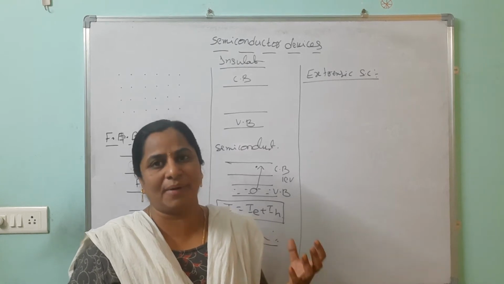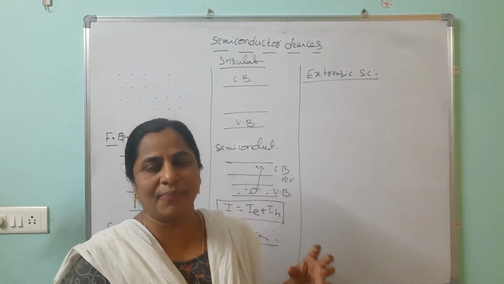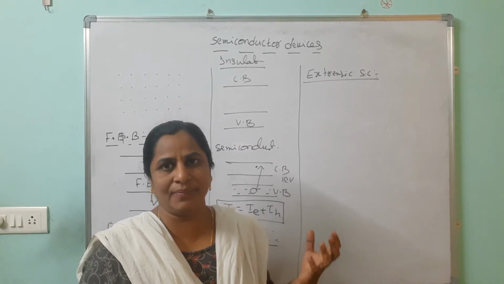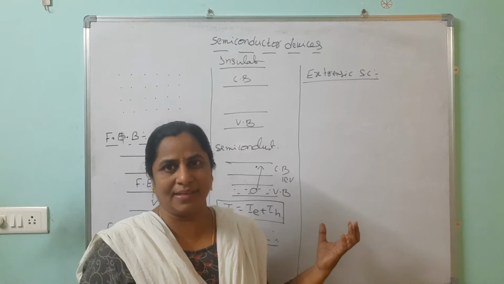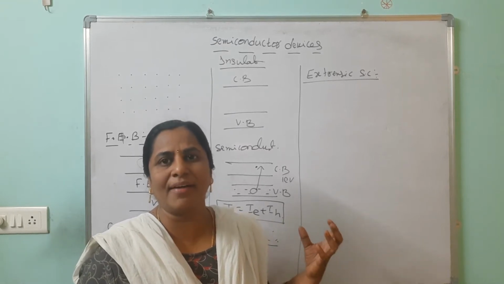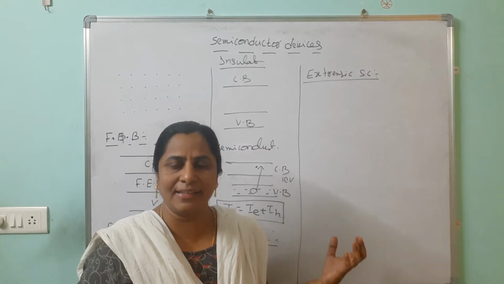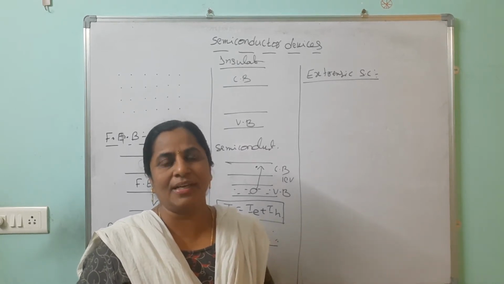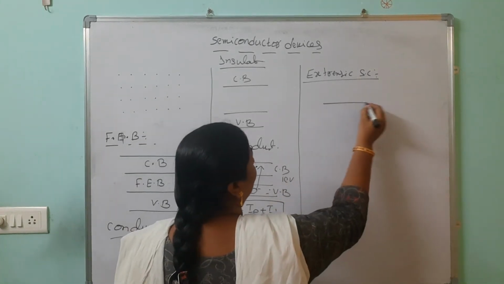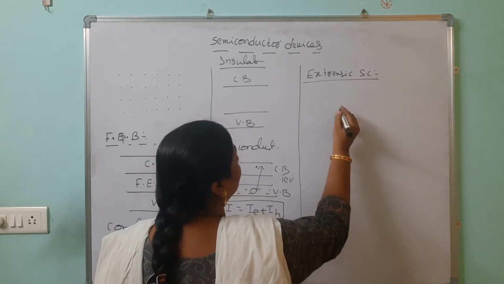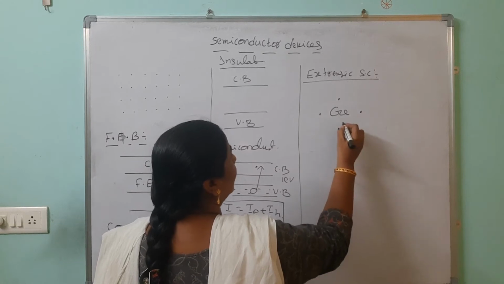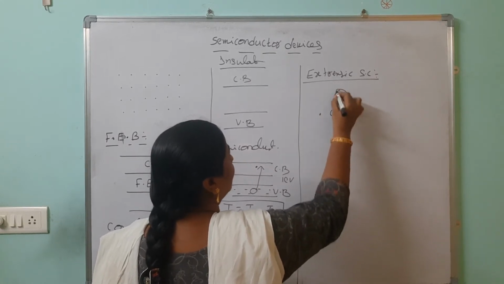When will you get p-type and when will you get n-type? When we dope the pure semiconductor with third group elements, we get the p-type semiconductor. When we dope with pentavalent or fifth group elements, we get the n-type semiconductor. In the case of p-type, you know that germanium or silicon is tetravalent. See, 4 valence electrons are there.